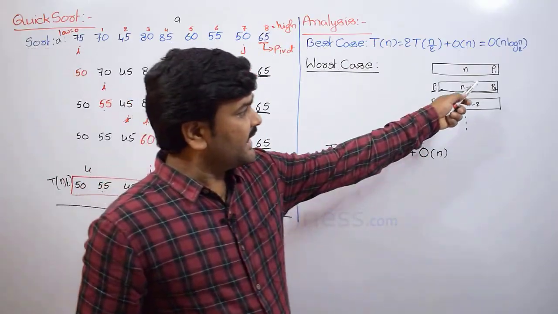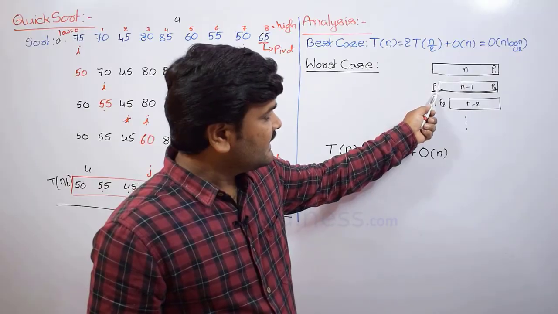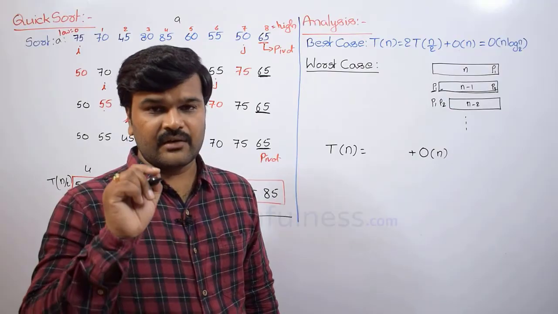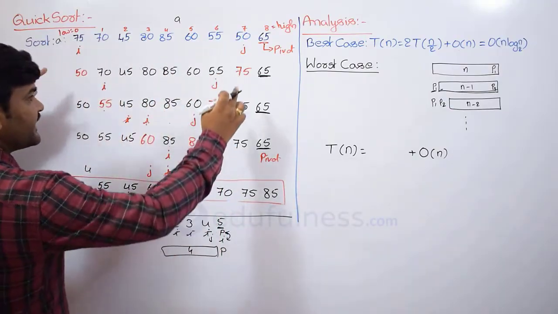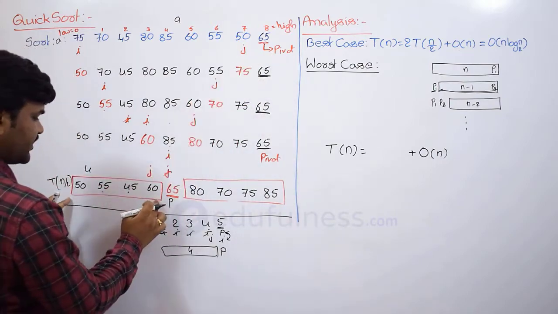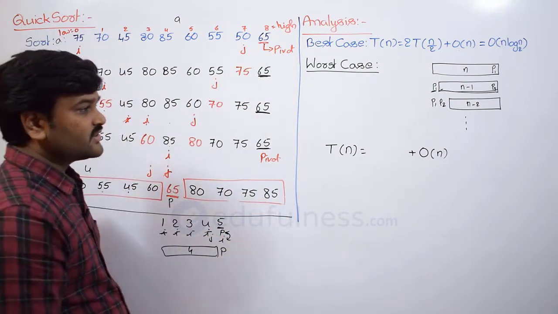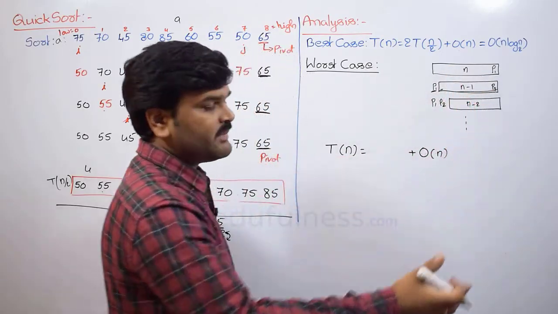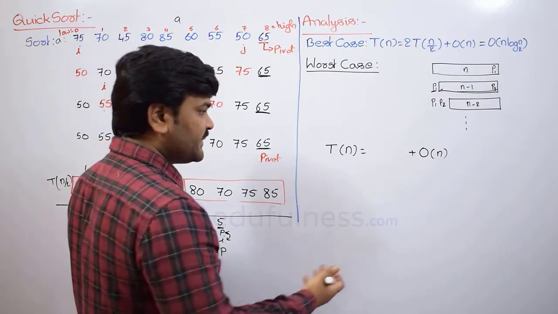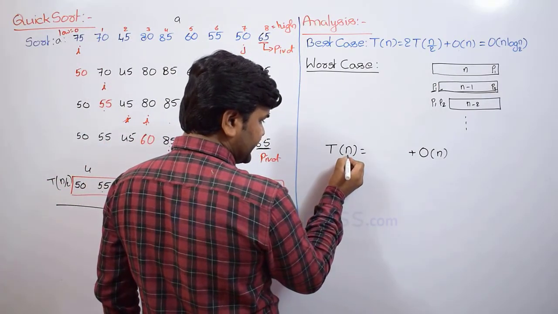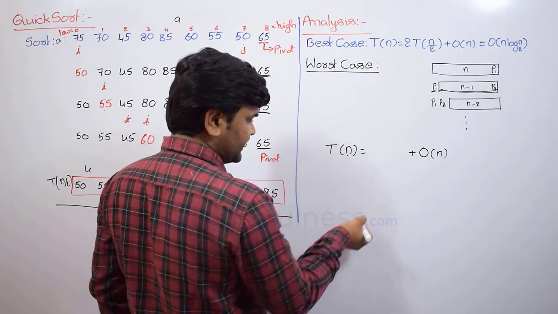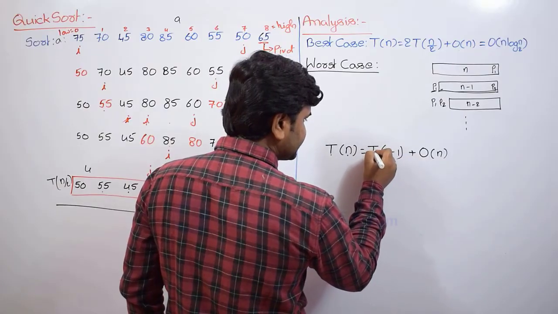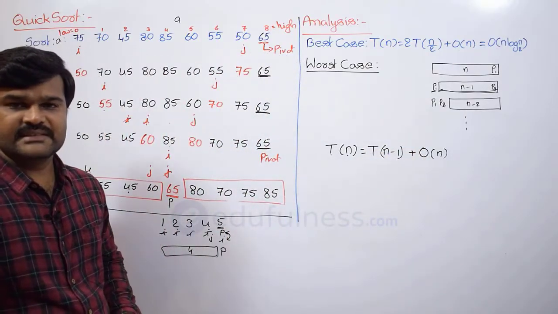Then after placing the pivot element in its proper position, how many elements are there in this one subproblem? n minus 1 elements. But always remember that what you did for n elements, for every subproblem you are going to do the same thing. So what you did for these n elements, for these n minus 1 elements also we are going to do the same thing. So whenever you have n elements, you are going to have the time complexity T of n. Whenever you have n minus 1 elements, you are going to have the time complexity T of n minus 1. So that's it.